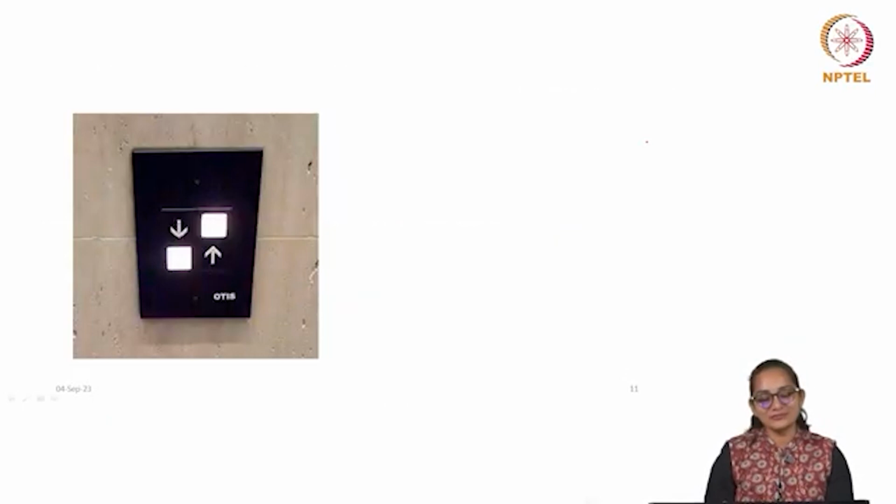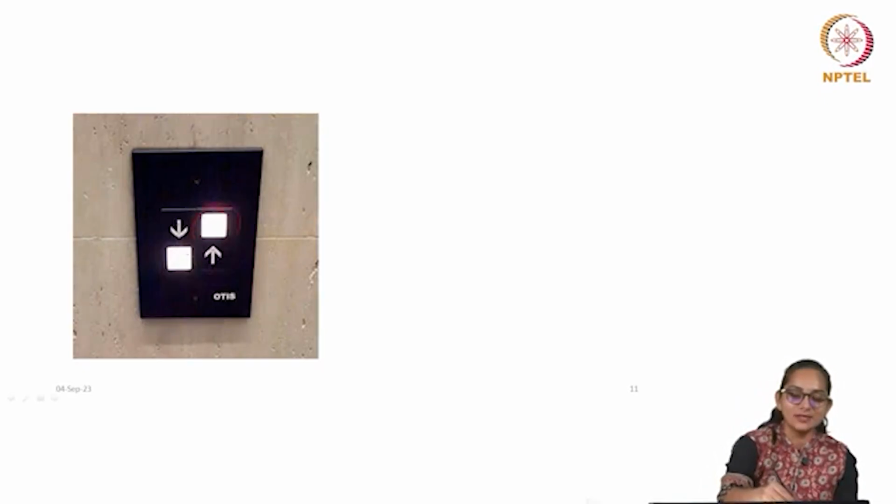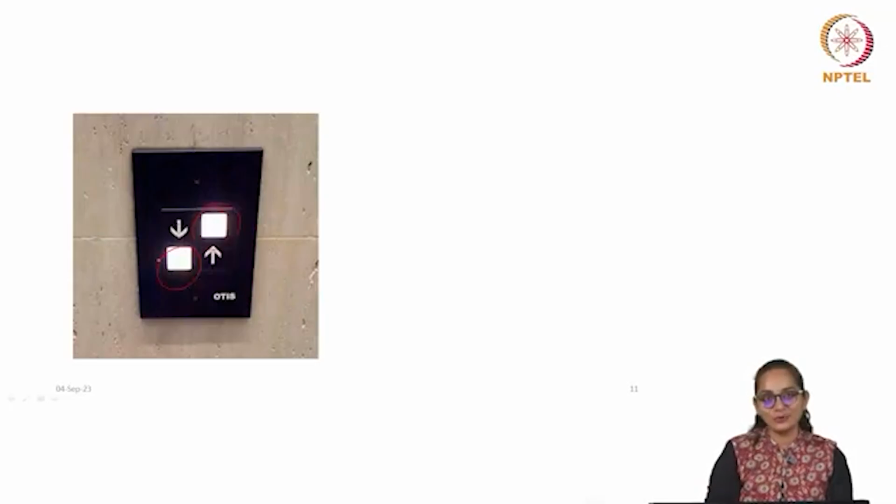Some more examples, very interesting examples. Which button is for which? These are elevator buttons, that is pretty clear. I want to go up, which one do I press? And I want to go down, which one do I press? This one or this one? Is there any way to know? I don't think so. This is really funny.